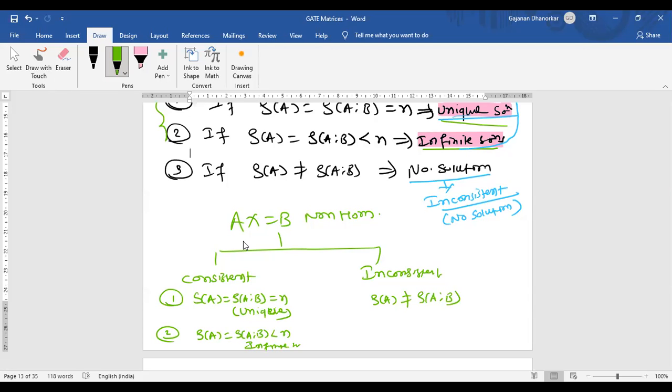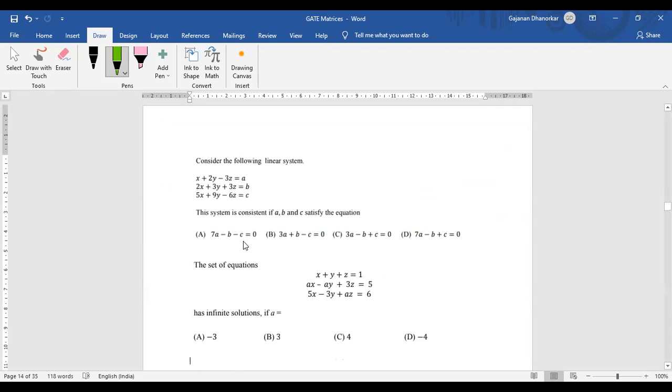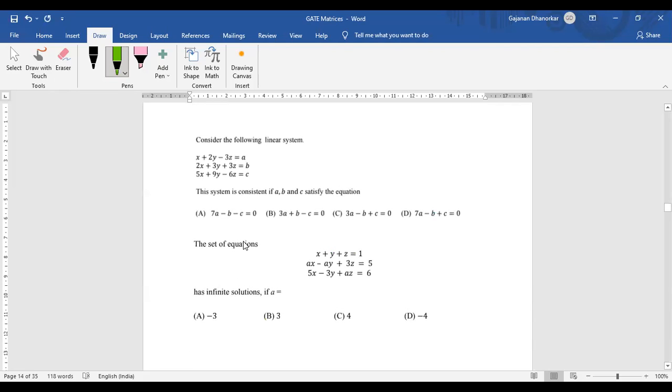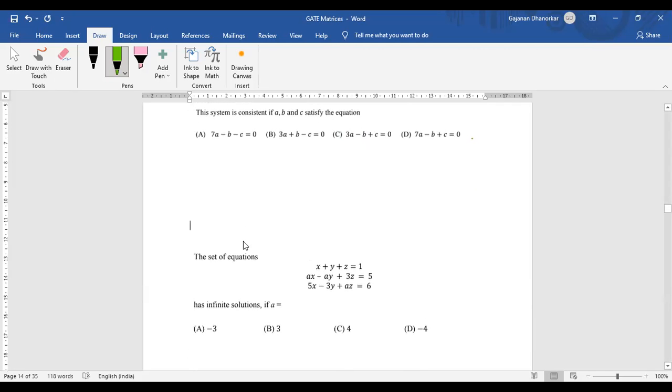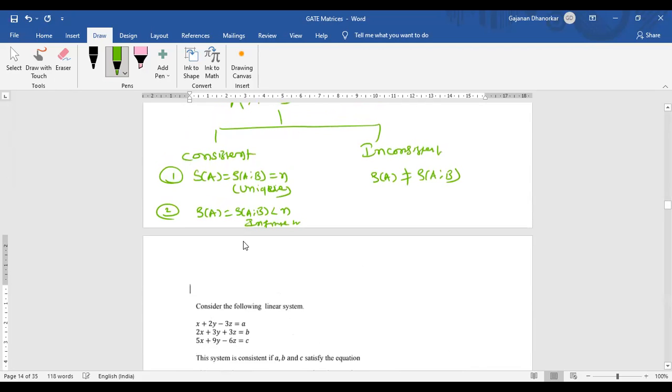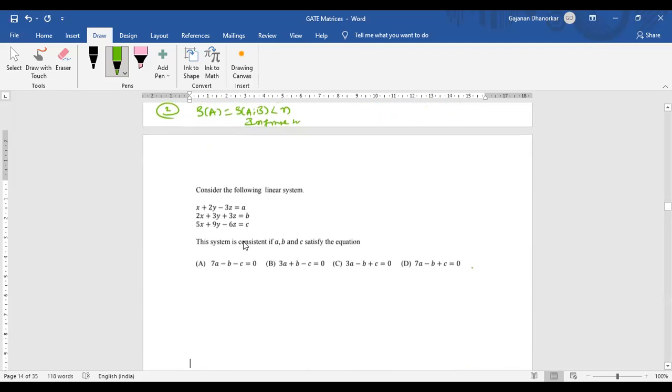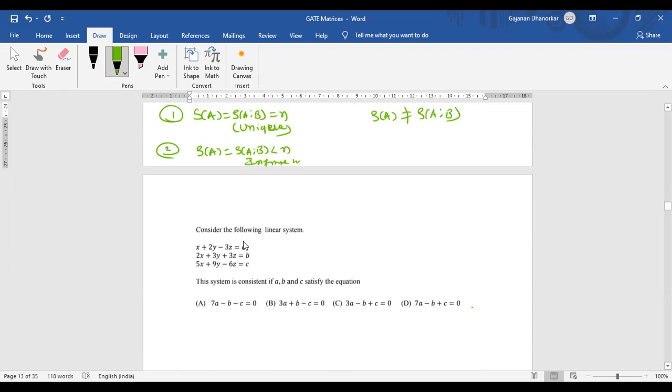Okay. Now we will take this problem. Now read this example, everyone read this example. Try to solve. This example was there from your last GATE exam. Consider system of this linear equation. The system is consistent if A and B is satisfied.